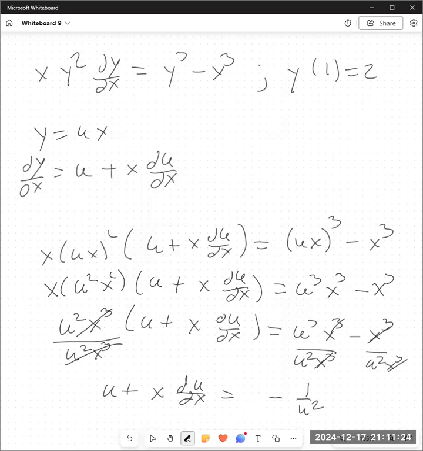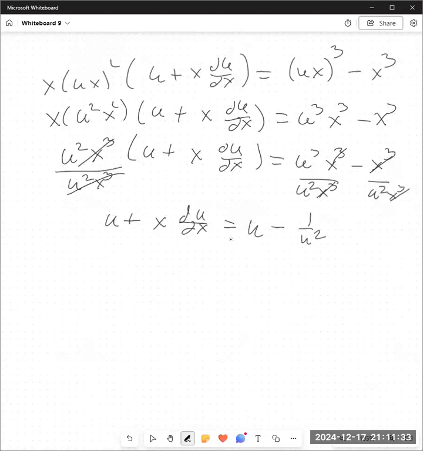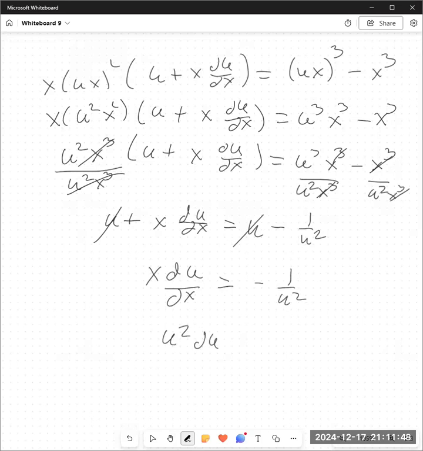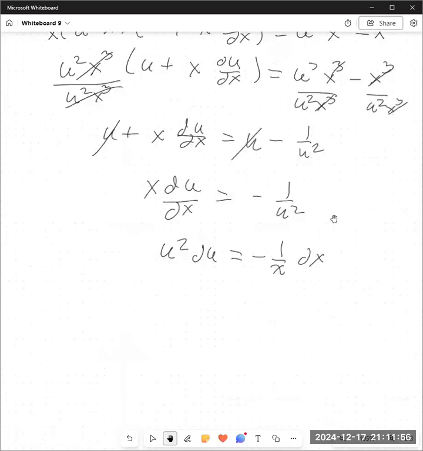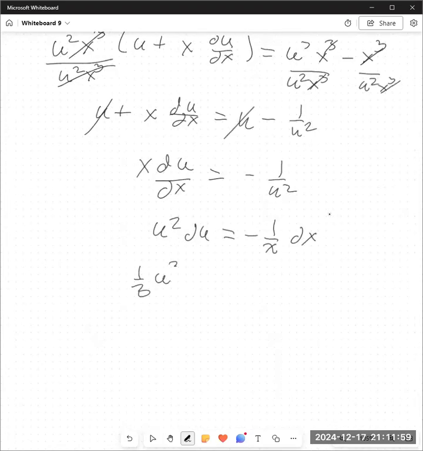I'm sorry, this is just regular old u. That's a u cubed over u squared, which is u. So u is on both sides of the equation and they zero each other out. X du dx is equal to a negative 1 over u squared. So this is going to be u squared du is equal to a negative 1 over x dx. Make this 1/3 u cubed is equal to a negative ln of the absolute value of x plus c.